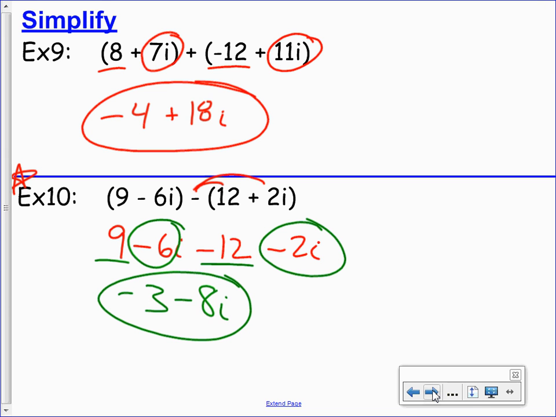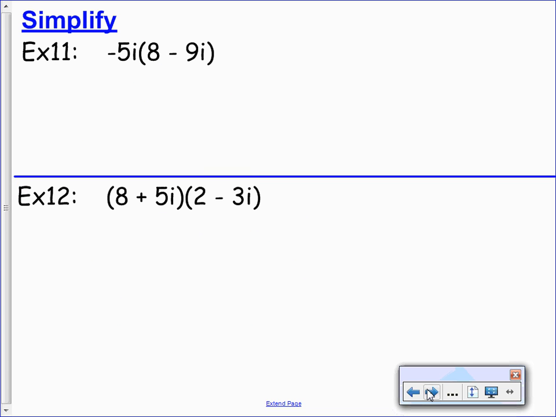Okay. Let's multiply. The question for Miss Adrian was, can you multiply an imaginary to a real? The answer is yes, you can. So this is just normal distribution. Just keep track of it: if you have to multiply an I to another I, it's I squared.